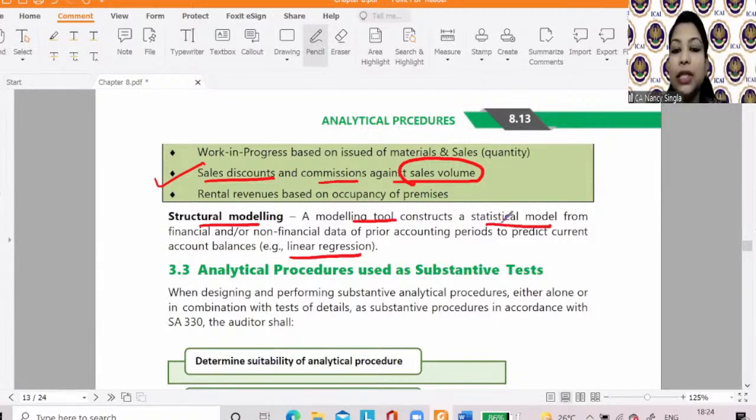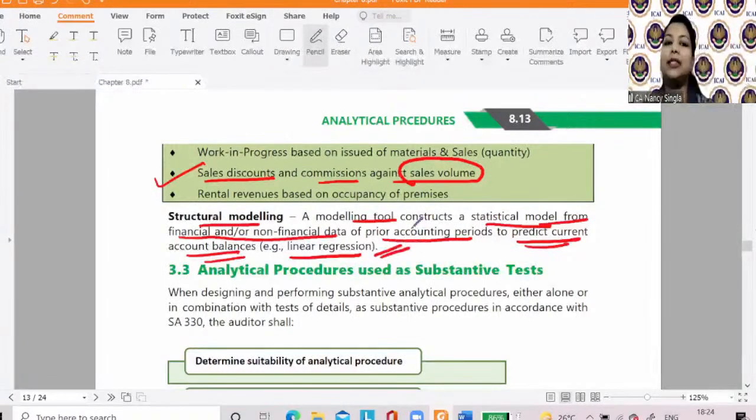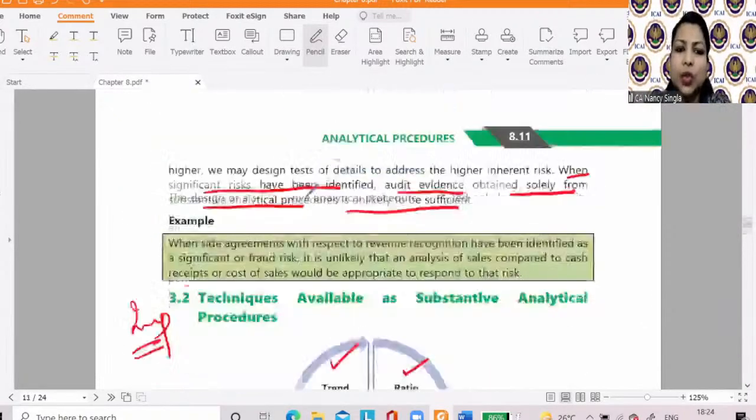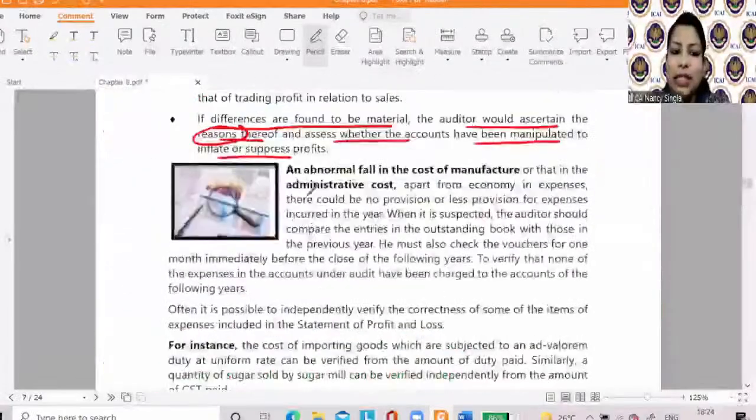A modeling tool constructs a statistical model from financial, non-financial data of prior period. Why? To predict the current account balances. Example, linear regression. As such, you need not see how to calculate the coefficient of correlation and all for the purpose of audit subject. So here only you need to learn that example of structural modeling is what? Linear regression. Okay? So I hope this is clear. So we have done all the 4 techniques, and students, we have discussed these a number of times.